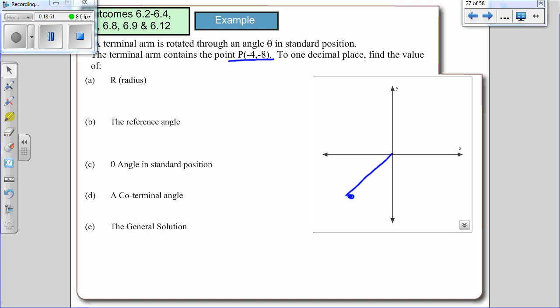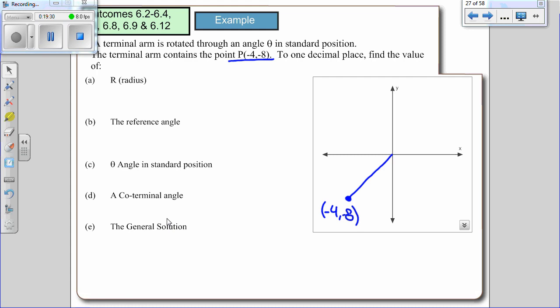That's my terminal arm. It goes through this point, -4, -8. So one decimal place, find the value of, and then there's a whole bunch of things here. The first thing he says, R. R is the distance from the origin to the point. That's R right there.